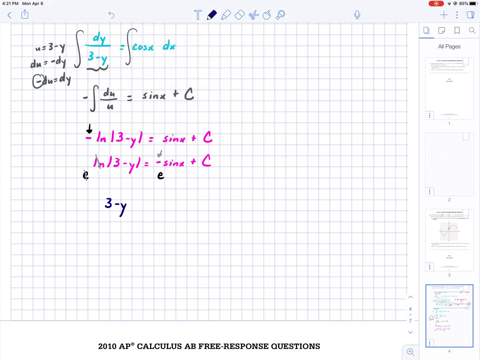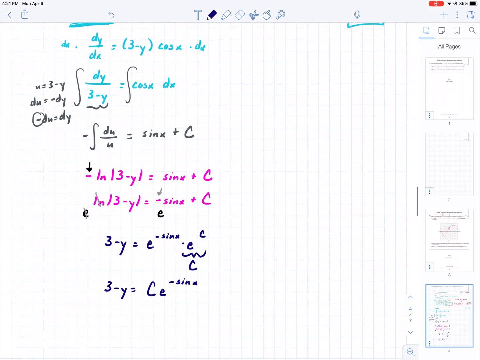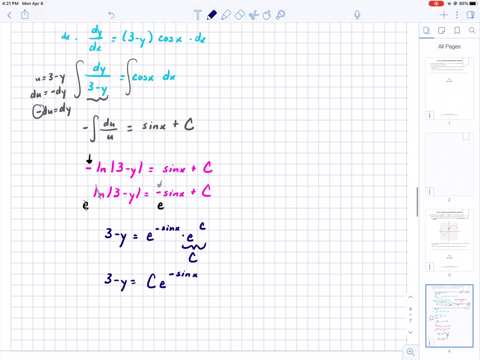I've got 3 minus y is equal to, remember, I'm going to go through this step with you. You don't have to do this. But you're creating a situation where you are multiplying e to the negative sine x times e to the c, and that's why this became just a constant. So we want to write it as 3 minus y equals c e to the negative sine of x. Now that is a negative exponent right now, but I'm going to worry about trying to figure out what c is before I go into my process of trying to eliminate the negative exponent, all right?